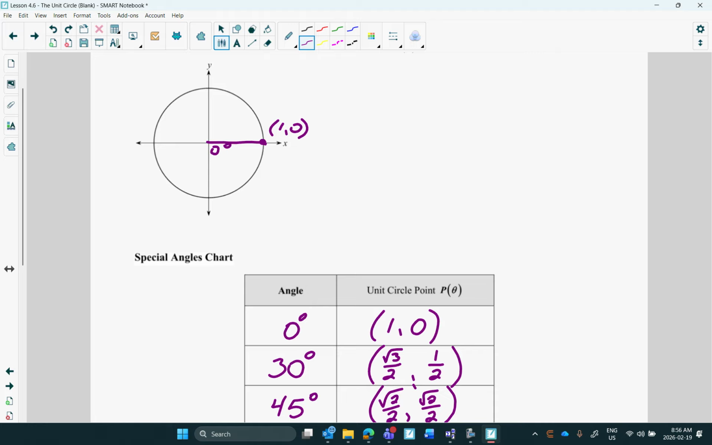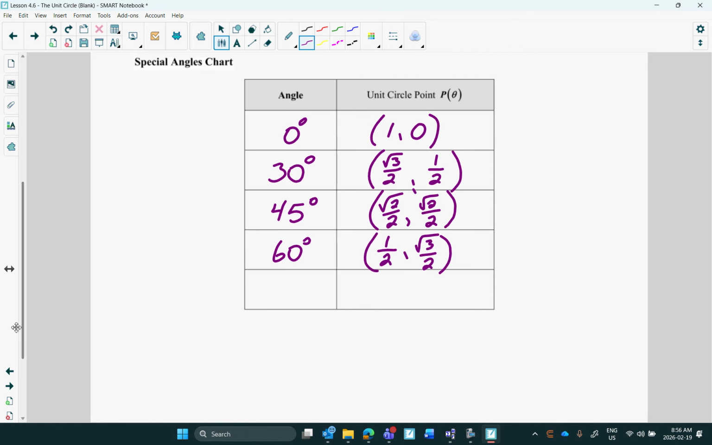What about if we went up to 90? What's the point on the unit circle? 0, 1. So therefore, at 90 degrees, the point on the unit circle is 0, 1. So now you know 5 angles. But we can do multiples of these angles.